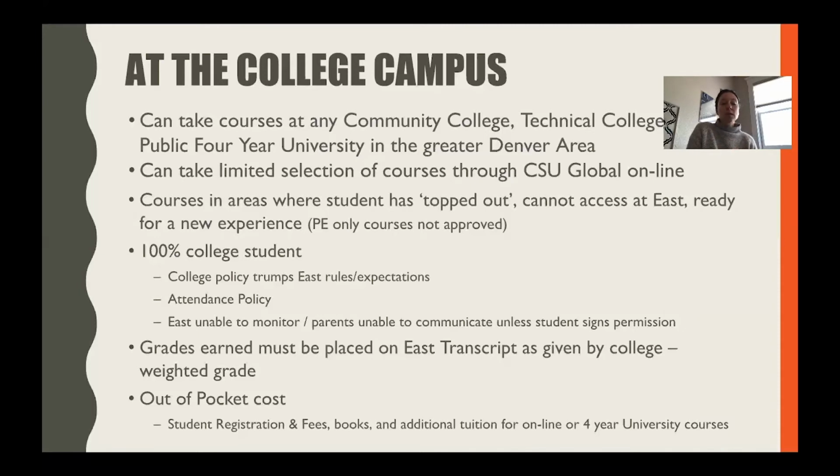If a student is looking at taking a class at a four-year college, and the two options would be University of Colorado, Denver, or Metro, there then is the cost of student fees, registration, and additional tuition. So the district will give you the community college stipend to be put towards that four-year tuition, but any additional tuition beyond that stipend will be the students' and families' responsibilities.